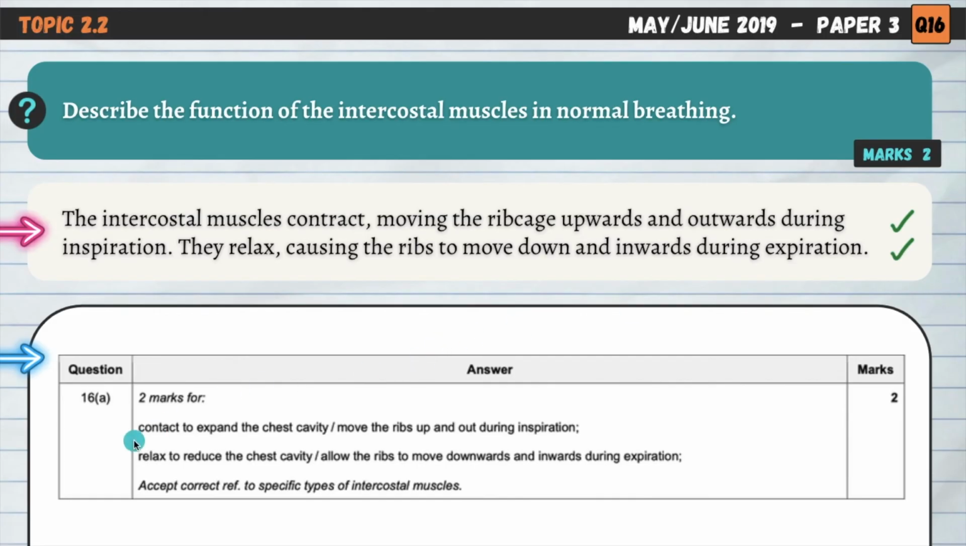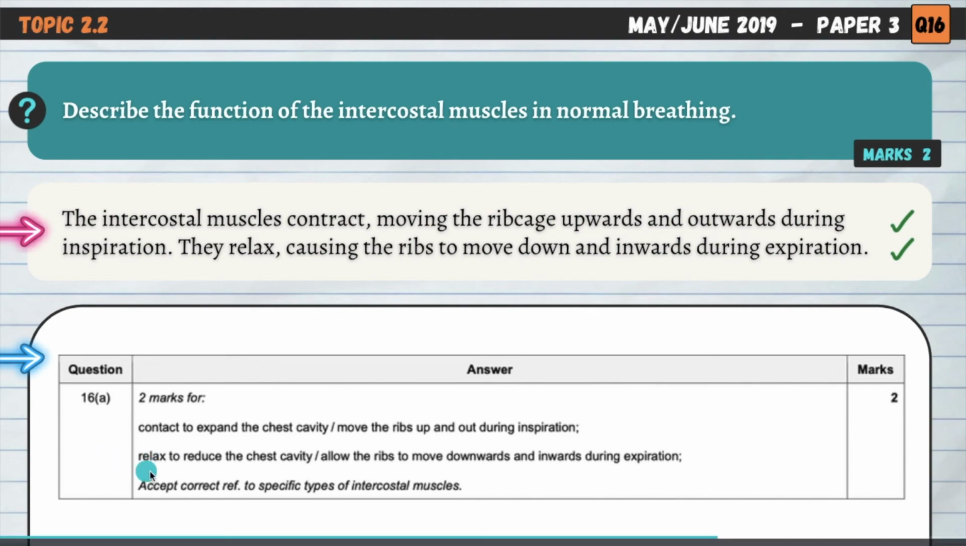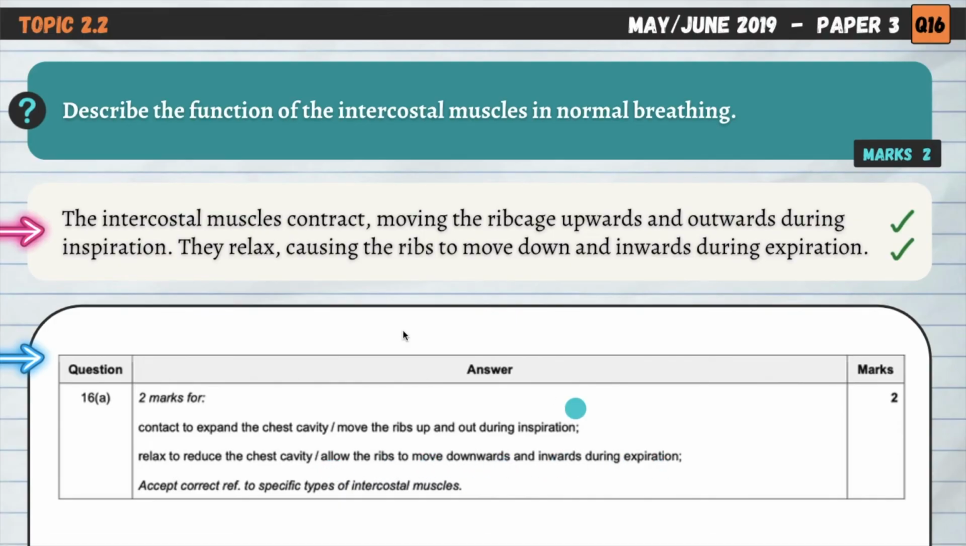The mark scheme suggests that we need to say that they contract to expand the chest cavity, or we could have also said that they contract to move the ribs up and out during inspiration, okay? Moving the rib cage upwards and outwards during inspiration. So that's the point that I've made. And then for expiration, they relax to reduce the chest cavity, or they relax to allow the ribs to move downwards and inwards during expiration. That's the one I've gone for there. So 2 points needed for the 2 marks.